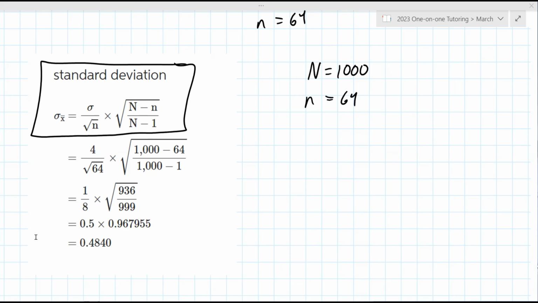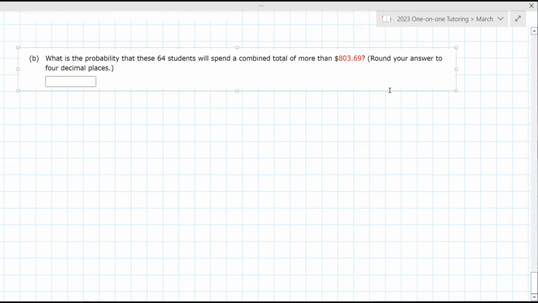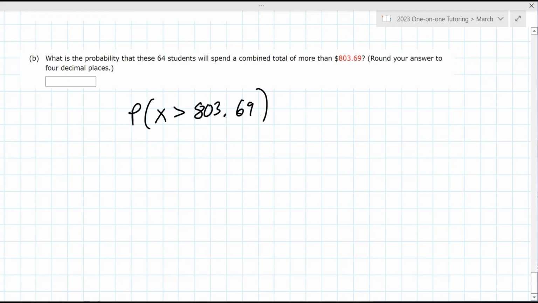Okay, so we know that sigma is 0.484. We're going to need that in the next problem here. Part B. All right, what is the probability that these 64 students will spend a combined total of more than $803.69? This is asking for the probability that X is greater than $803.69. So just like before, this is a normal CDF problem.